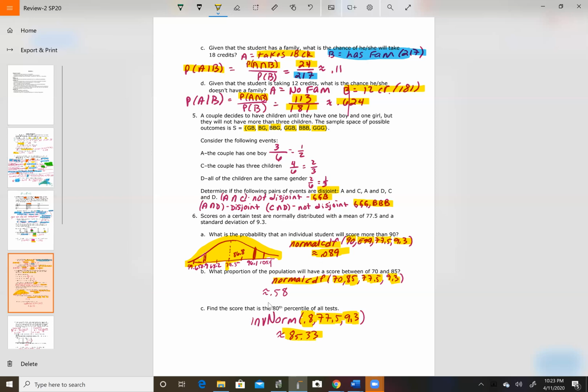So to get to the inverse norm, you do second, I'll write it down here, the same place we've been going for a lot of this stuff. You do second, vars, which gives you distribution, and you arrow down. I think it's only 3 this time to the inverse norm. And then your calculator should ask you these questions, and then enter, and you get your answer.